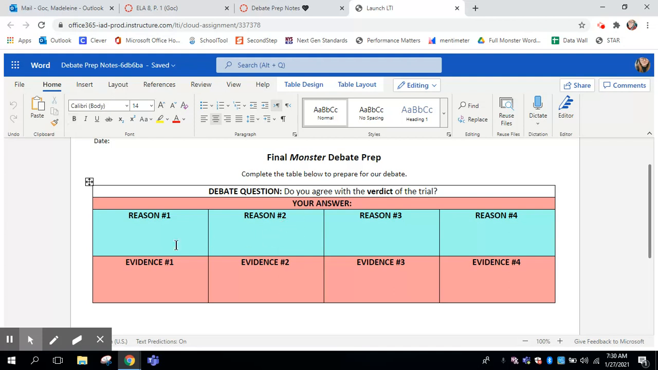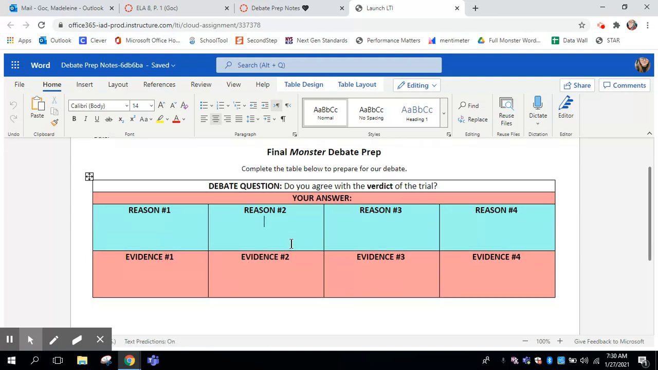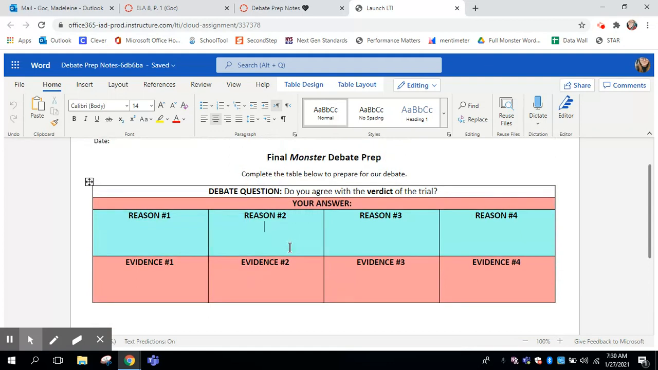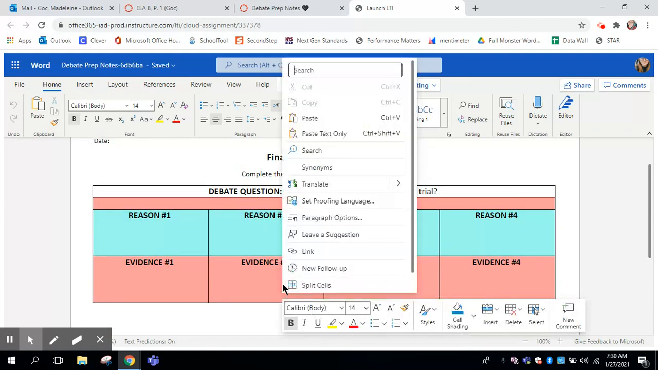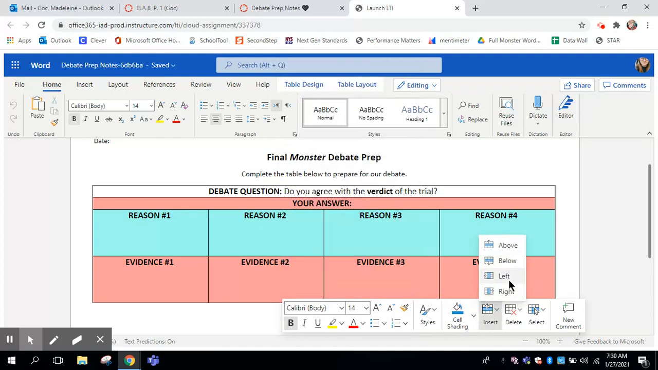Here, though, is where when it's talking about your analysis, that's here. So you're using the red column to support the blue column. Now, if you wanted to add more columns, okay, here's what you would do. You could right-click anywhere on the table, all right, and where it says Insert over here, you could add a column to the left or right. You also could just add a row below or above.